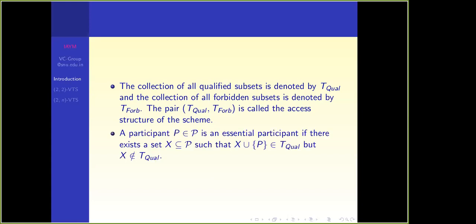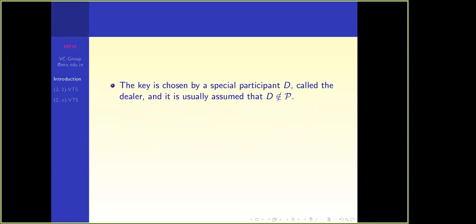A participant P is said to be an essential participant if there is a set X contained in P such that X union P belongs to Γ qualified, but X does not belong to Γ qualified. So I have a set of participants that are in Γ forbidden only. They are unable to get the secret. But if I add one more person, they become Γ qualified.